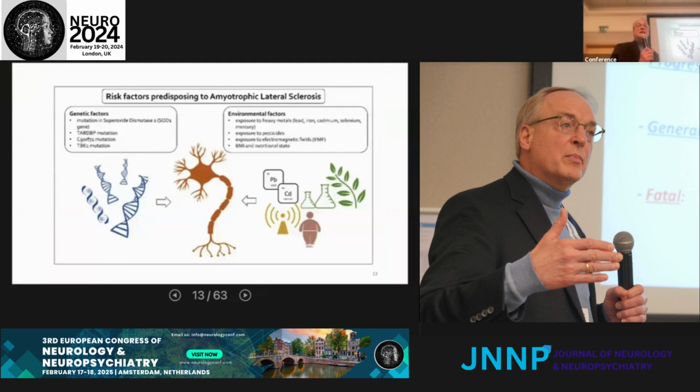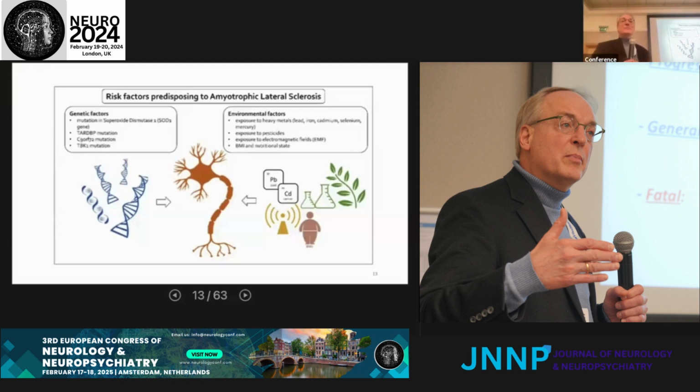C9orf72. It's a hexanucleotide repeat, probably the most common form of gene-induced ALS, at least in America. And TBK1, interestingly, not only presents with ALS, but FTD. Environmental factors, still looking at the list: exposure to heavy metals has become very popular.